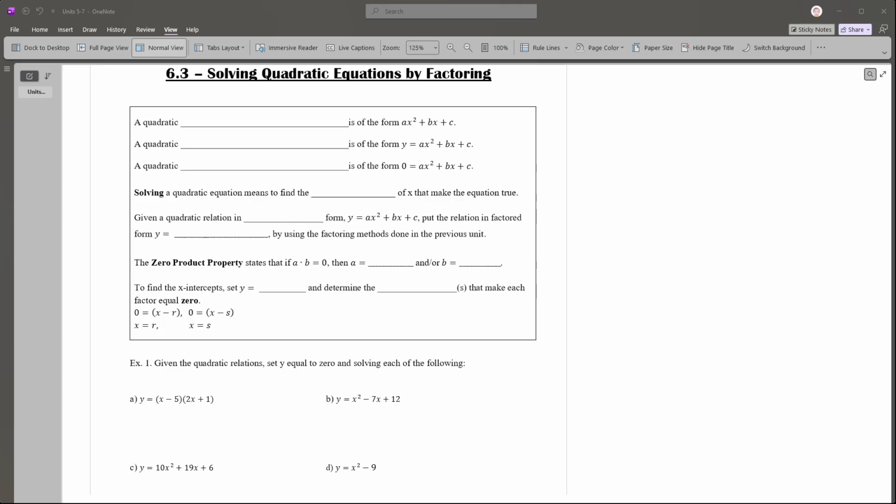Now, if you recall what we covered for the last few lessons, we basically learned how to complete the square in order to take a quadratic relation from standard form into vertex form. And the whole point of that was so we could determine the vertex, which would then help us find the max or the min of the quadratic relation. This is great for solving all those max and min problems.